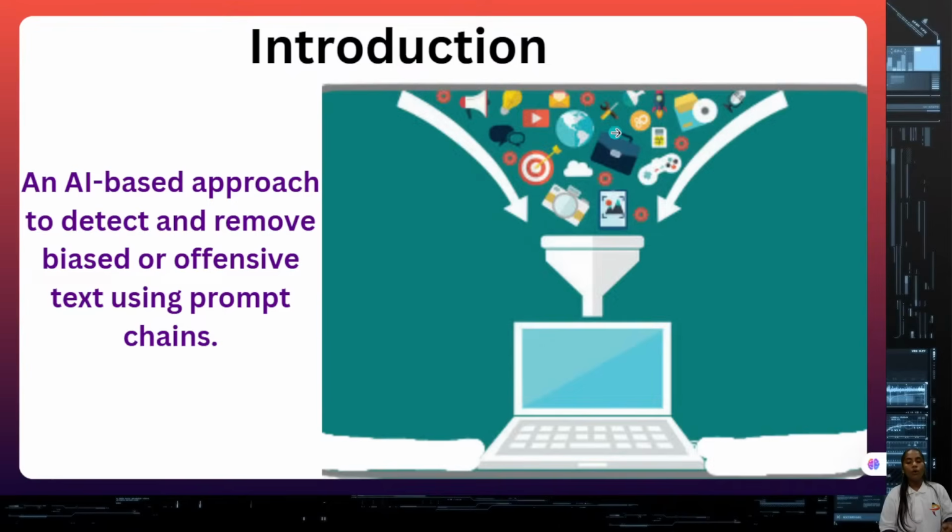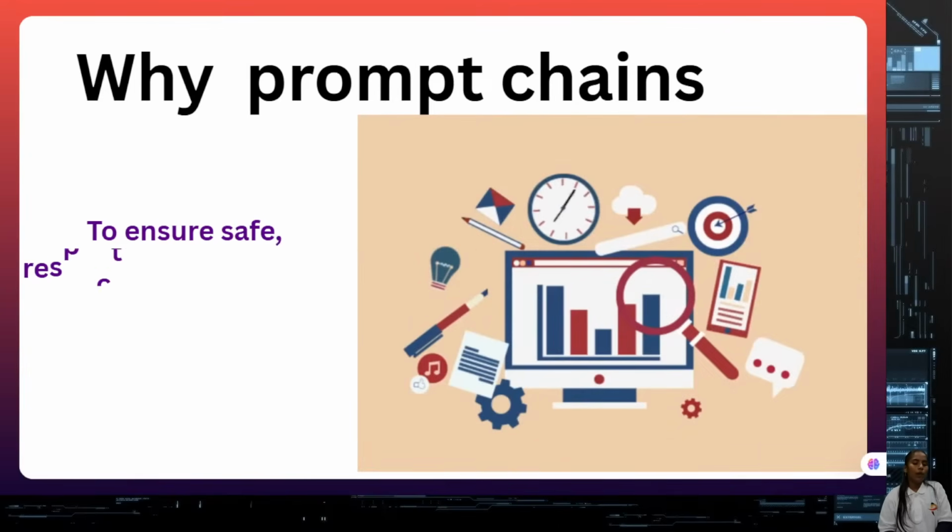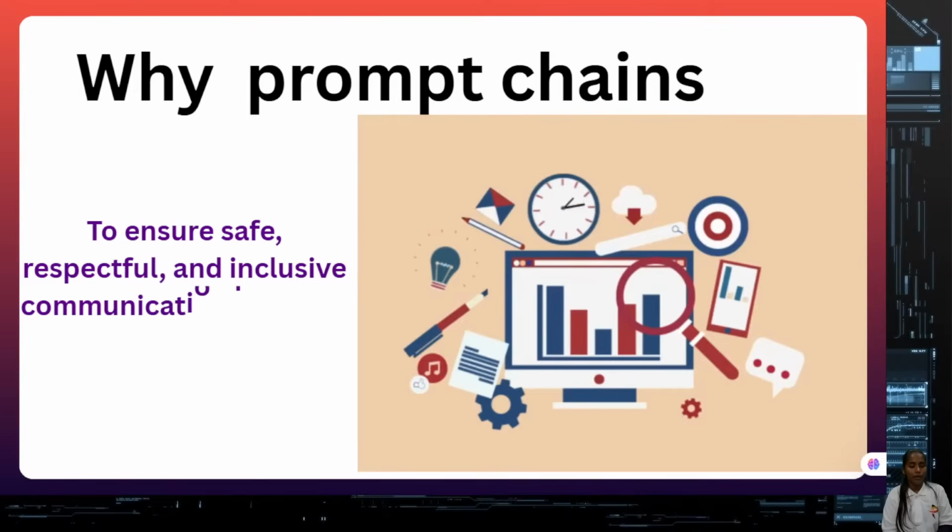From that, the unwanted things we have to remove, that may be negative or offensive things. Offensive is nothing but not a good thing. So we have to remove that type of information, and for that purpose we use this. But why do we use this requirement? Why do I want to take the text cleaning process in my prompt engineering? To ensure safe, respectful and inclusive communication on digital platforms. That's why, in online platforms, we get so many negative and offensive things, and we have to reduce those by using this requirement.